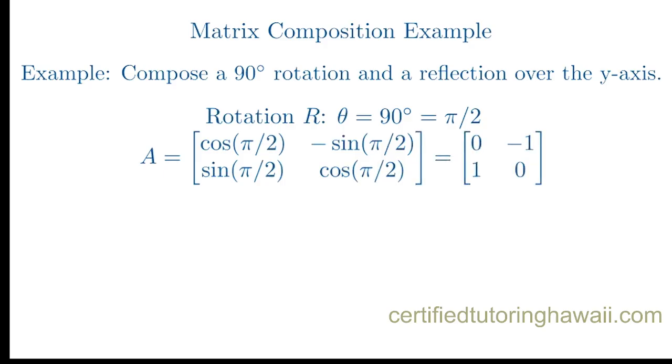Now let's find the matrix for a reflection over the y-axis. We'll call this transformation F. A reflection over the y-axis takes a vector (x, y) and transforms it into (-x, y).